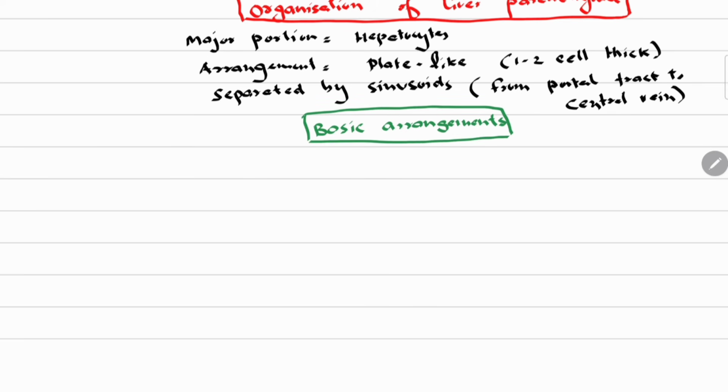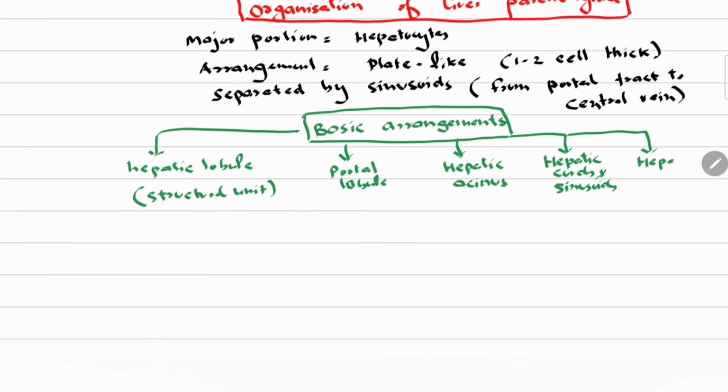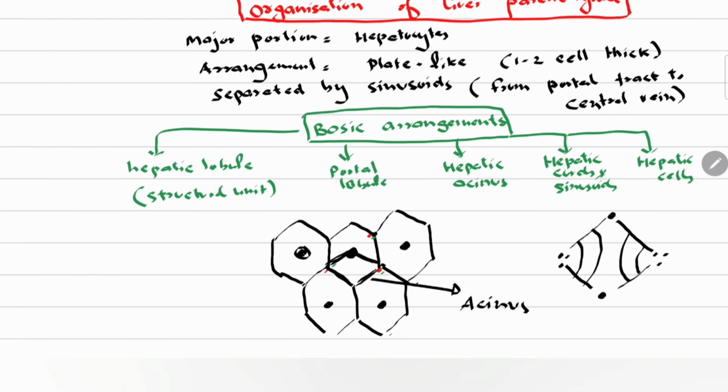Now coming to the basic arrangements in liver. We have hepatic lobule, which is the main structural unit of liver. We have portal lobule, which is actually a model of bile acid secretion. We have hepatic acinus, and we have hepatic cords and sinusoids and hepatocytes.